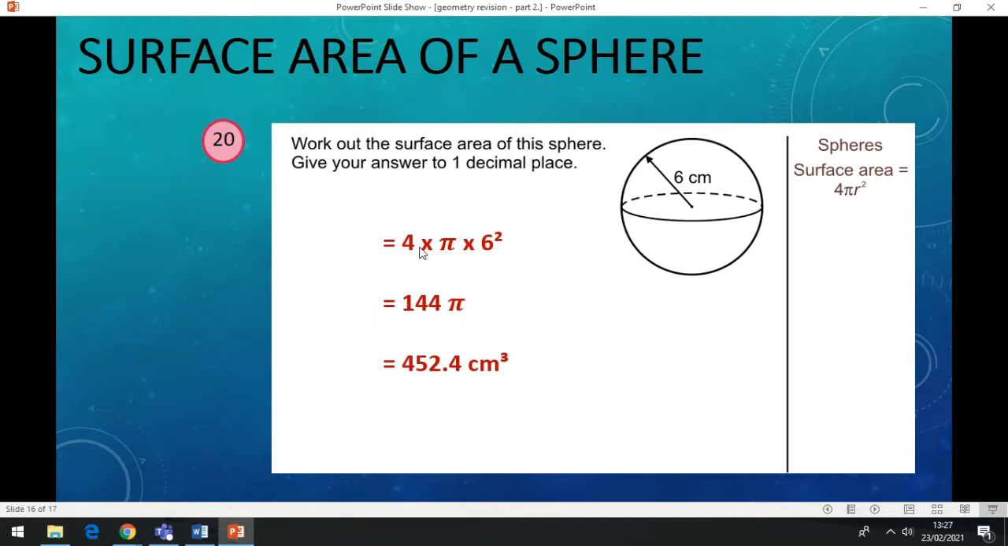Right, so 4 times pi times the radius squared. The radius is 6, so that would be 36. Put it into our calculator, we'll get 144 pi, which will give us 452.4 centimetres cubed to 1 decimal place. That should be centimetres squared. I do apologise.